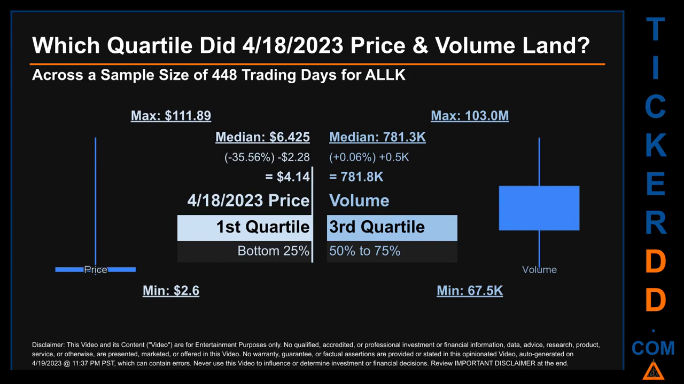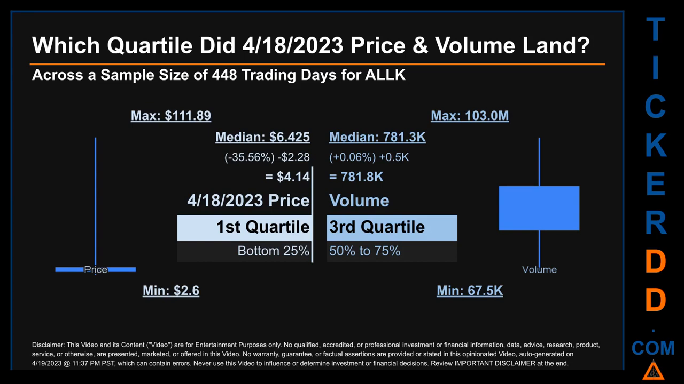Which quartile did April 18, 2023 price and volume land? Across a sample size of 448 trading days, the maximum end-of-day price for ALLK was $111.89, while the minimum was $2.60. Within that price range, April 18, 2023 price, of $4.14, landed within the first quartile, meaning it was within the bottom 25% of all sampled end-of-day prices. The day's volume landed within the third quartile, that is within the 50% to 75% range of all sampled daily volume, which saw a max daily volume of 103 million and a minimum of 67.5 thousand.